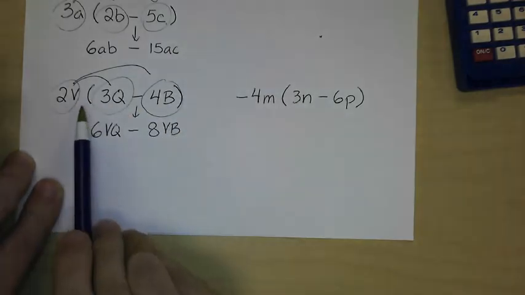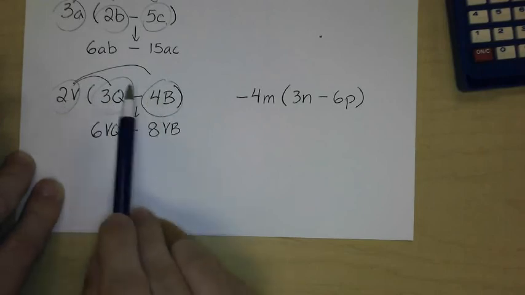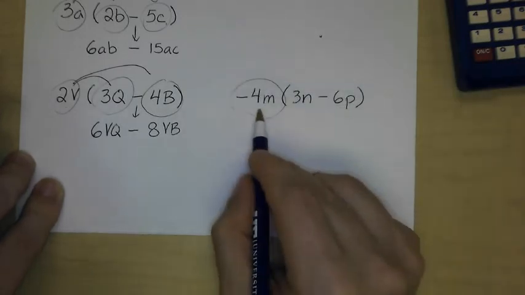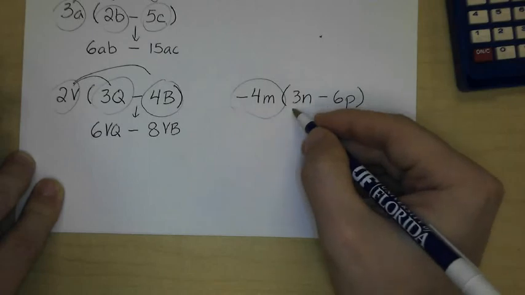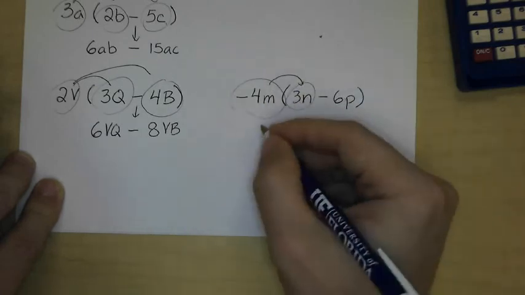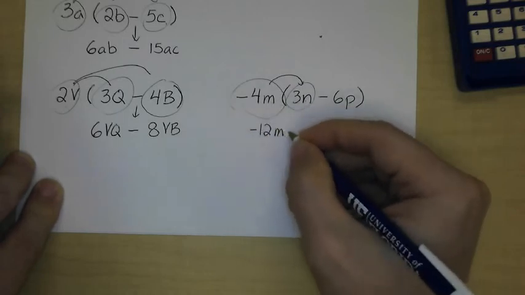Now, hopefully by now, looking at how I do these, you see how circling each one of these groups and using the lines helps you out. And you can do that too on your test. Here I've got a negative 4m. Don't forget that negative sign. And I'm going to multiply this by 3n. Well, look at the numbers. Negative 4 times positive 3. Signs are different, so that's negative 12. The letters are m and n, so I write them both.